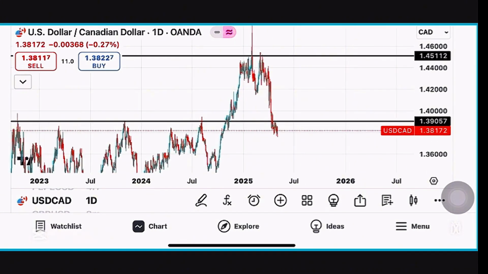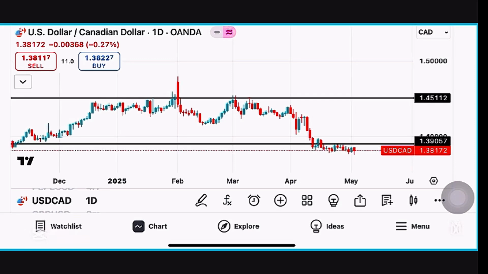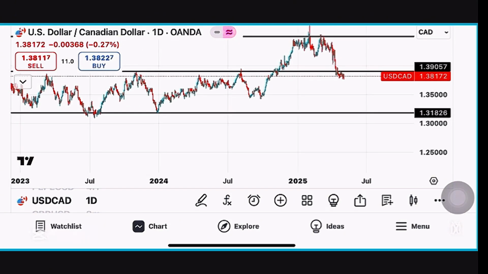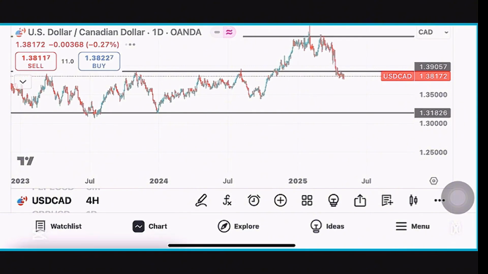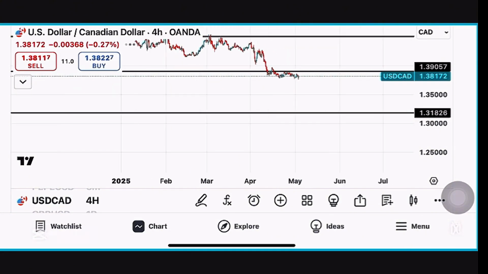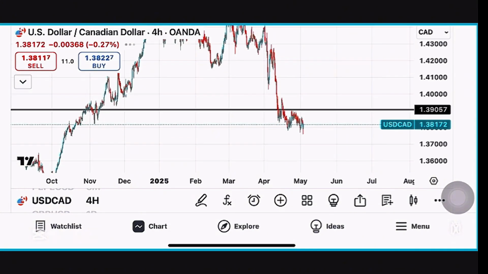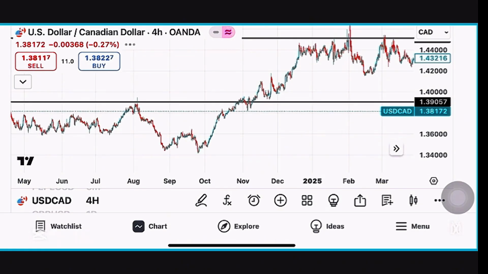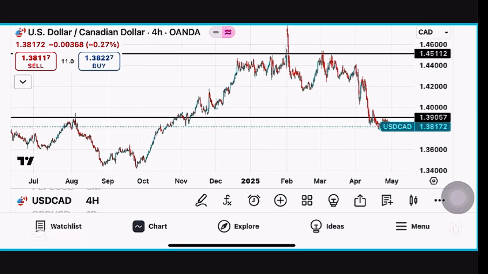Now what I will do next is let me mark this level. I think that's okay. So I'll go to the 4-hour to find my levels and mark out current levels in the market. So this is the 4-hour right now.